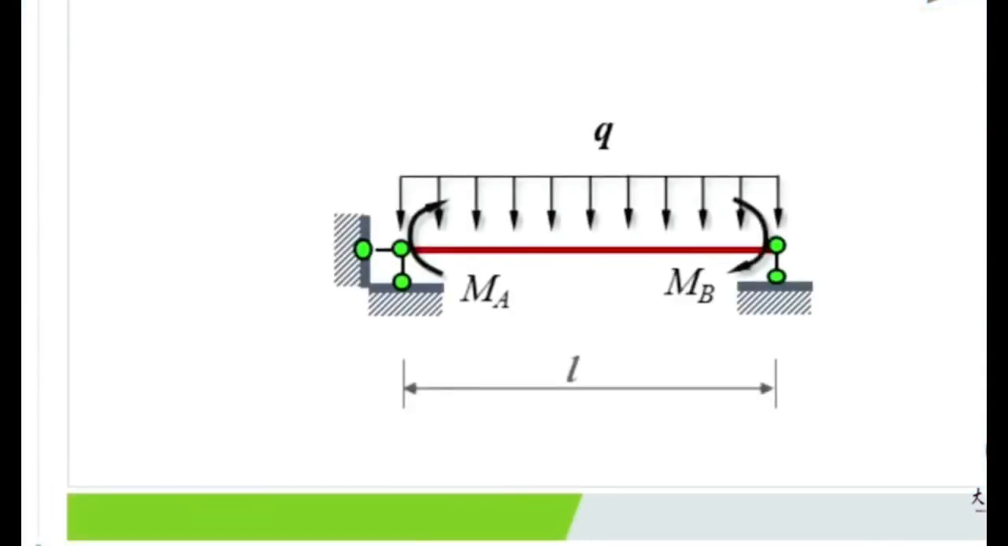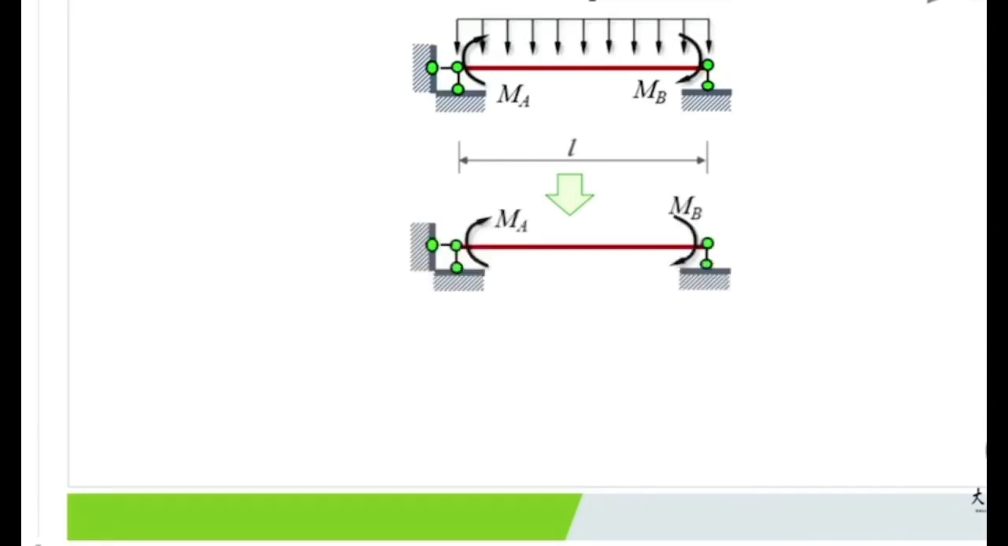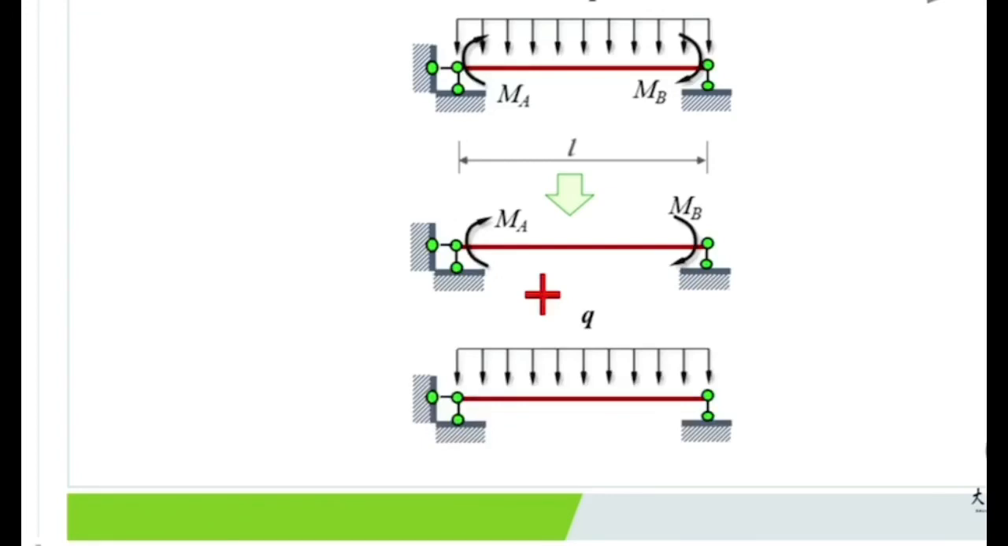The simply supported beam is subjected to a uniformly distributed load q and two end couples MA and MB. The structure can be divided into two cases according to the principle of superposition. One is the structure under the action of two end couples. The other is the structure subjected to uniformly distributed loads.